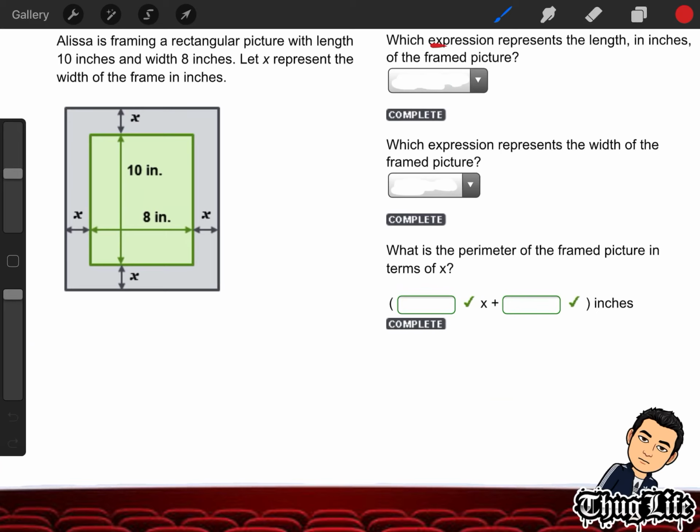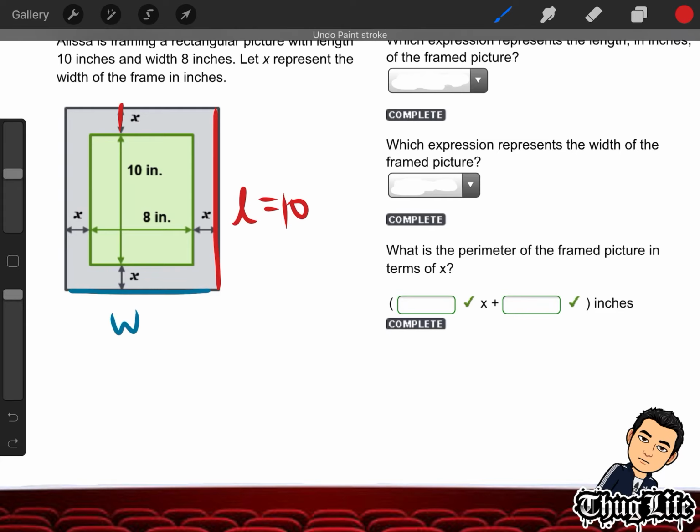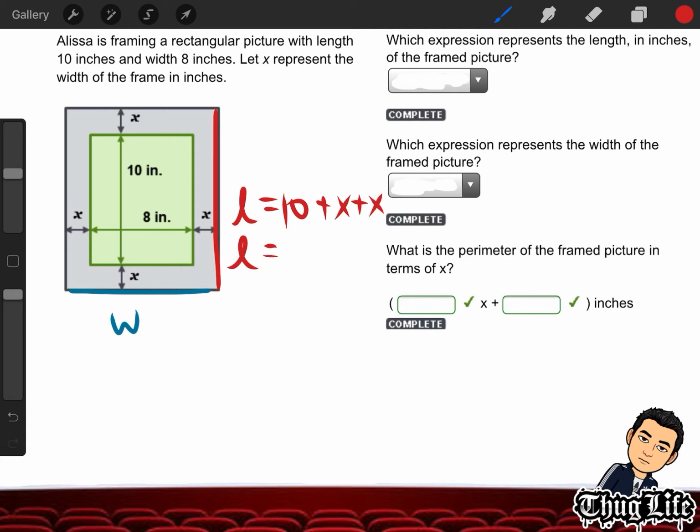Which expression expresses the length? This is the length of the frame picture. The green one is the picture. The whole thing is going to be your length, and this part is going to be your width. To express the length, you take this part, which is 10, and add these two parts. Each one is an x, so you add x and add x. The way to express it is 10 plus 2x. In the selection it is 2x plus 10.